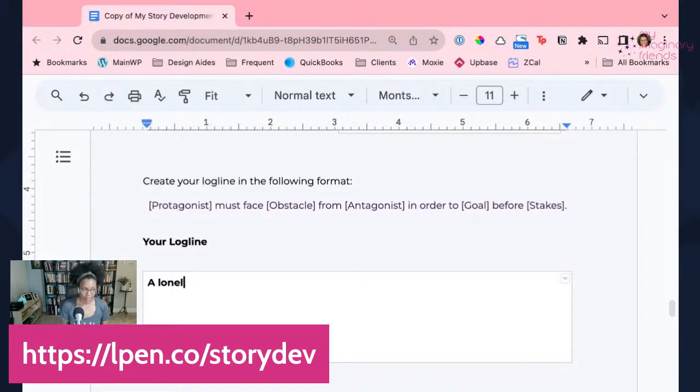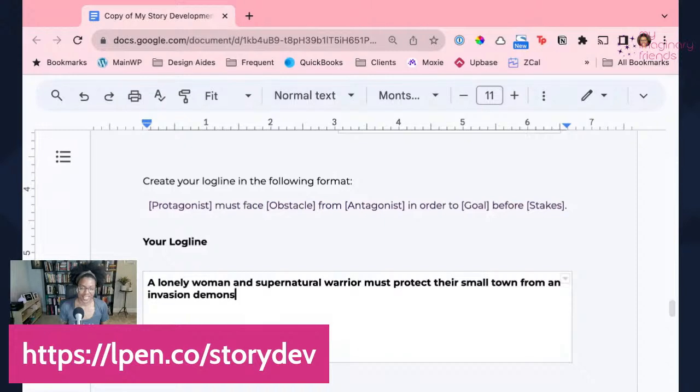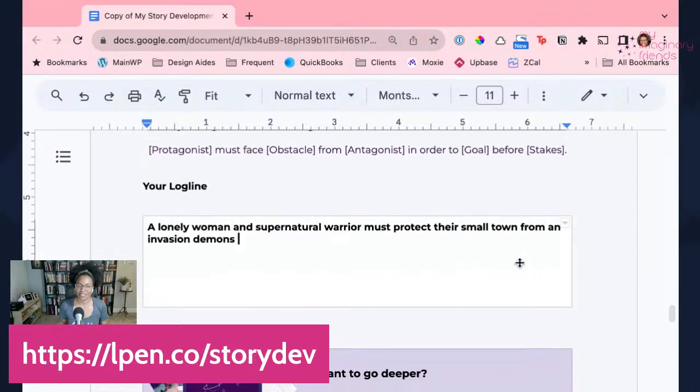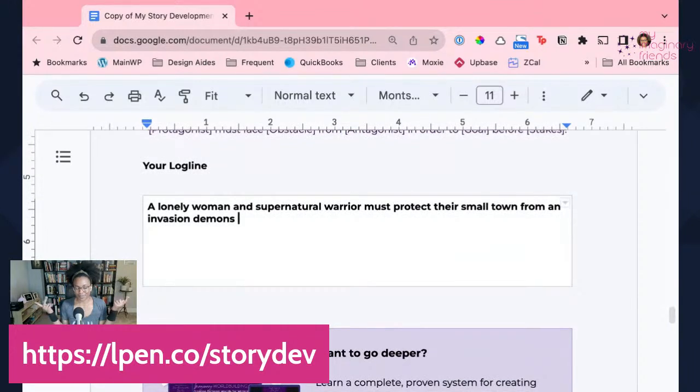Lonely woman and a supernatural warrior must protect their town from an invasion of demons. I want to change demons because it makes me laugh whenever I say it. There's a way to do demons well, and plenty of paranormal and fantasy writers do demons, and it doesn't make them laugh. It makes me laugh, so I'm gonna have to make them call them something different.